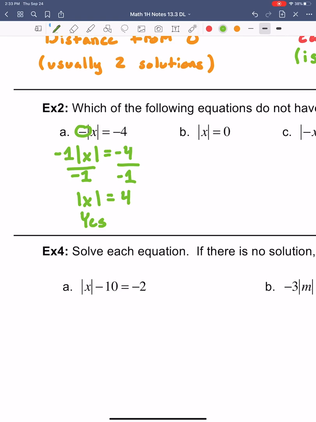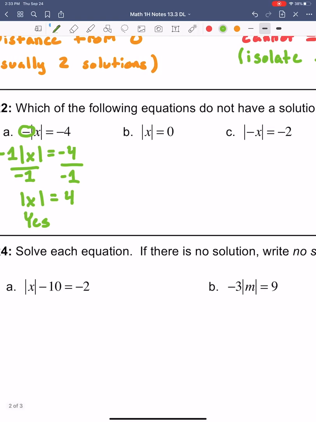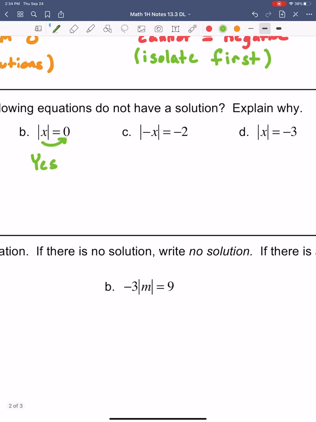So that means, yes, this will have a solution because the absolute value equals a positive number. Okay. We go to letter B, kind of tricky here because we have the absolute value. Notice it's isolated, right? And it equals 0. Well, 0 is not a negative number. We know that the number that's 0 units away from 0 would just be 0, so this is still okay. It's only when our absolute value equals a negative number that we're going to have no solution.